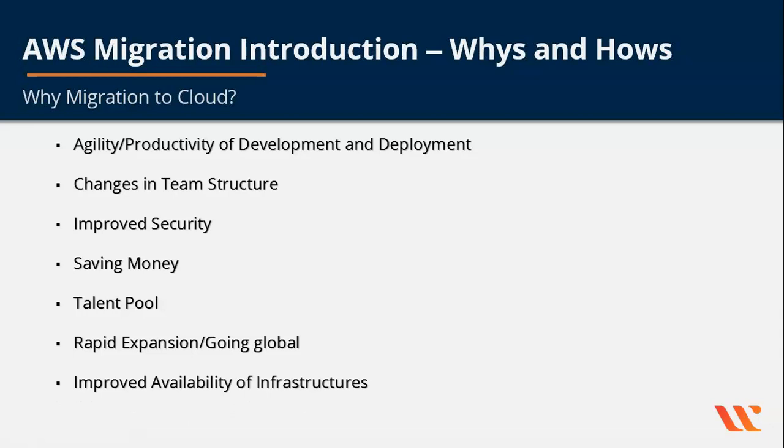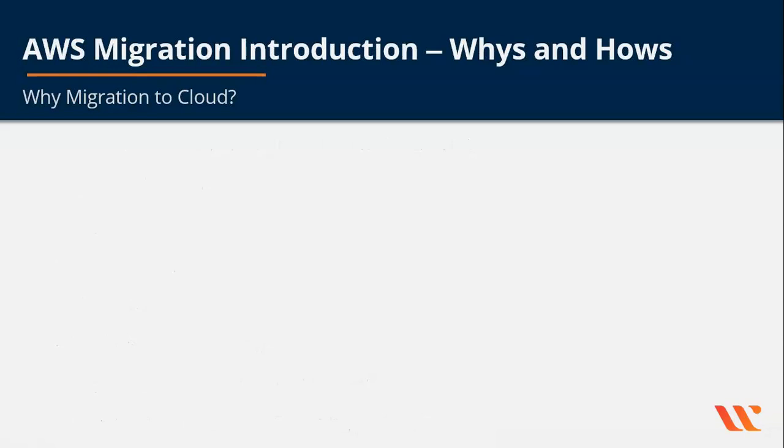Improved availability of infrastructures. The cloud providers have their data centers present at multiple availability zones, at multiple regions, and that really helps organizations plan for their disaster recovery and availability. And last but not least is being able to utilize the latest technologies and the modernization of infrastructure. Now AWS, through their experience, have identified that there are majorly 6 application migration strategies. What are these various migration strategies? Let's discuss.